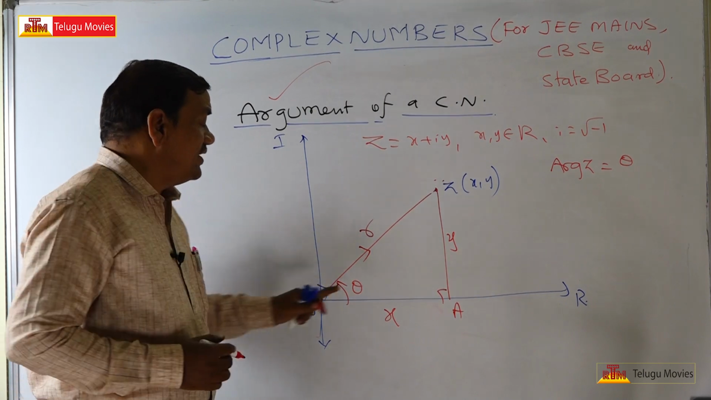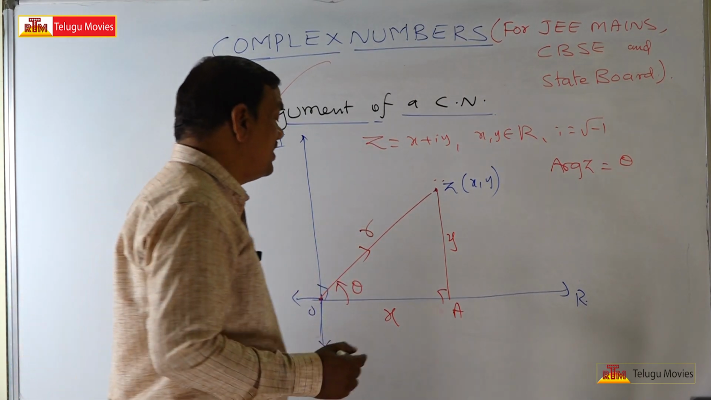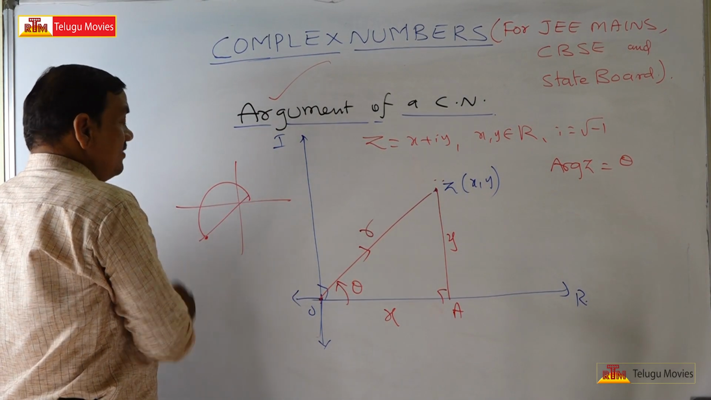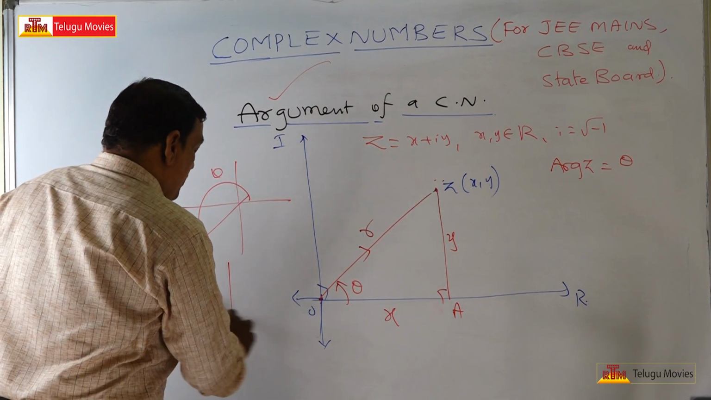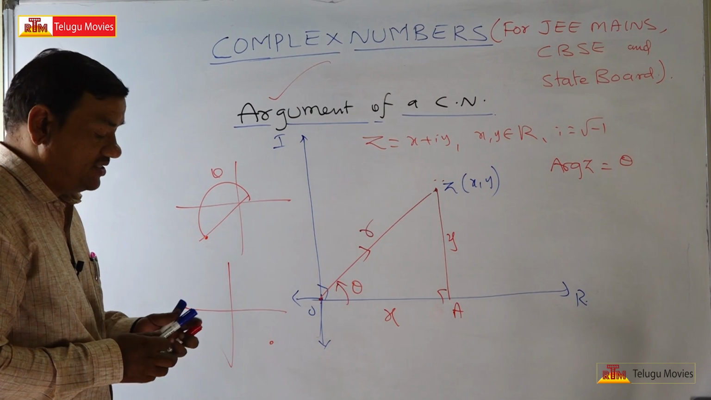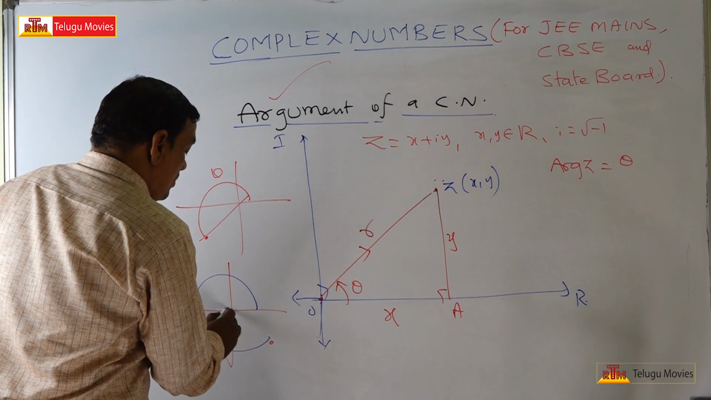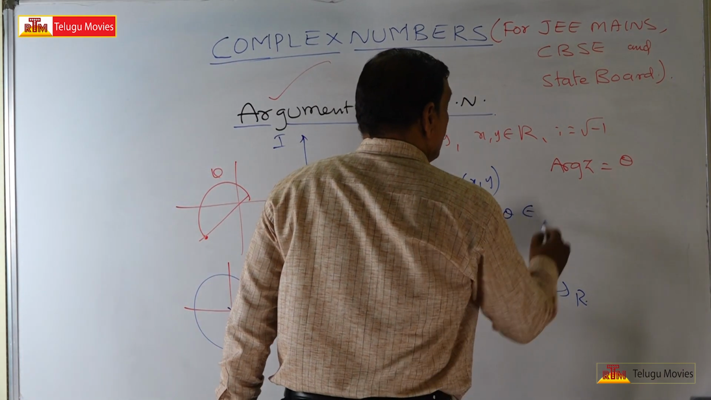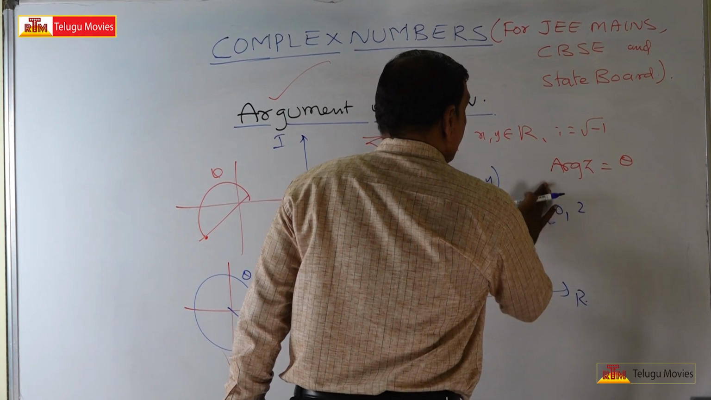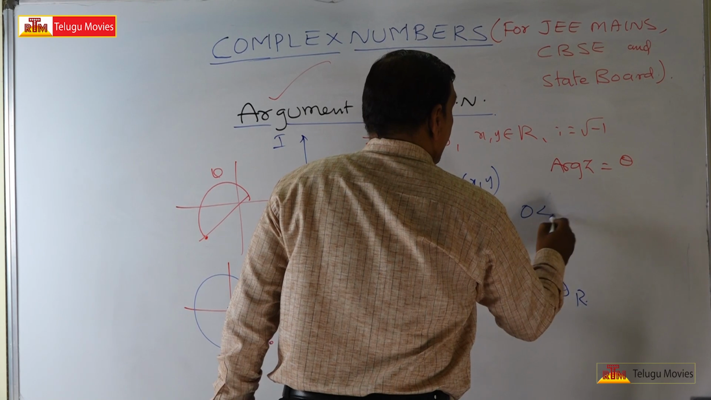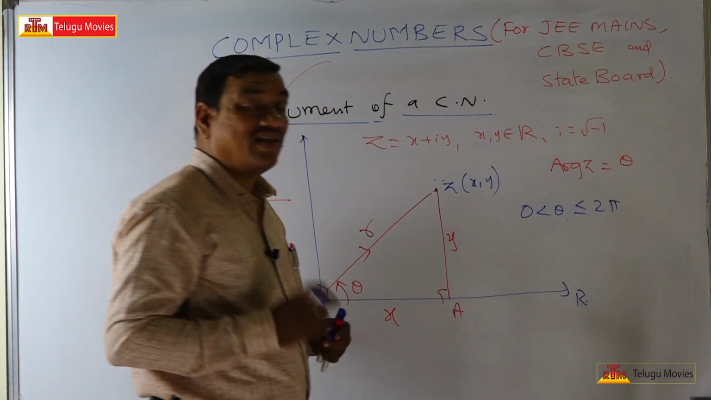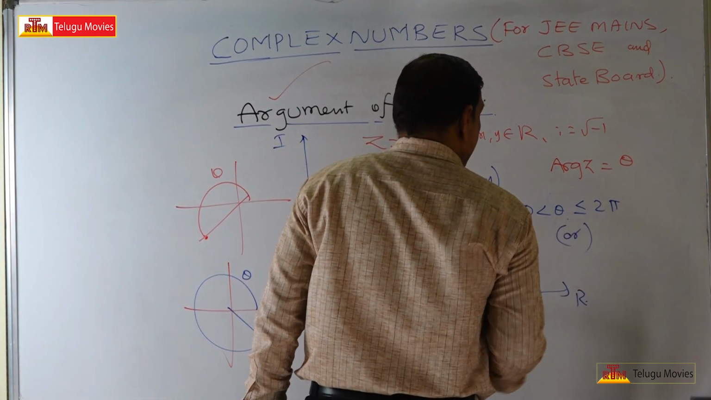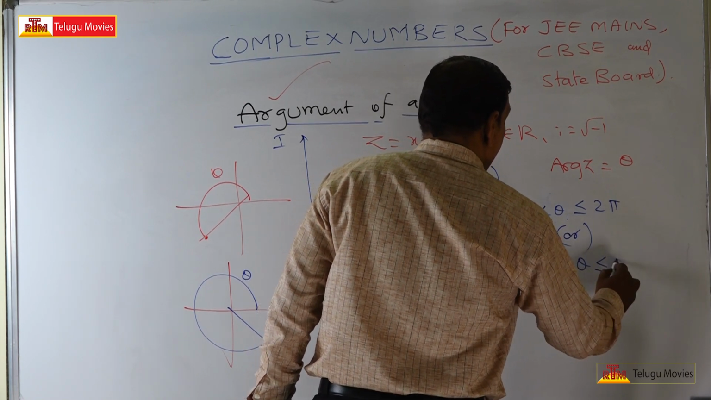Now, coming to the interval, what will the interval be? For example, if your complex number is here, this will be your angle theta. If your complex number is in the fourth quadrant, this will be your theta. Understand? That means theta belongs to the interval 0 less than theta less than or equal to 2 pi. The length of the interval is 2 pi, which means 360 degrees. Otherwise, you can take it as minus pi less than theta less than or equal to pi.